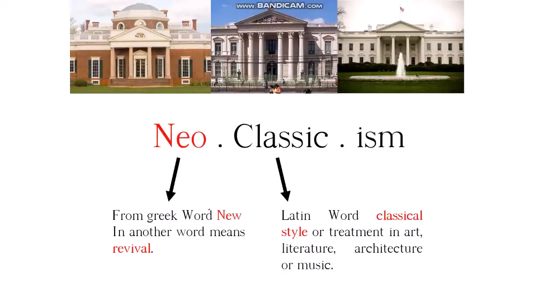Neoclassical architecture. The word neo means new in Greek, and classic means classical style. It represents the classical styles.